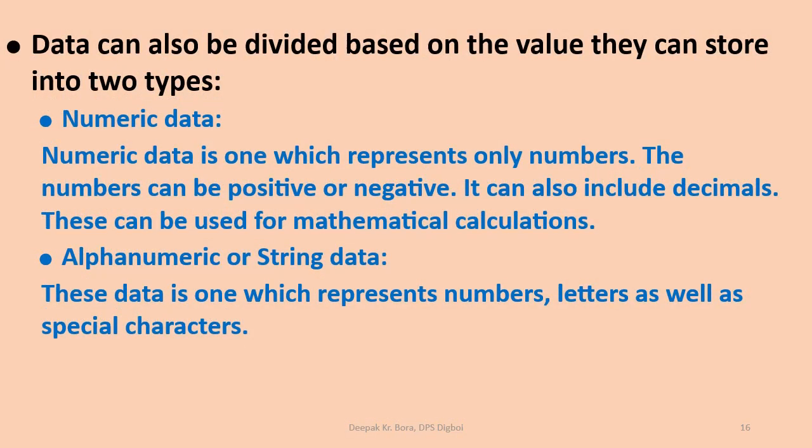Data can also be divided based on the values they can store into two types: numeric data and alphanumeric or string data. Numeric data is one which represents only numbers. The numbers can be positive or negative. It can also include decimals. These can be used for mathematical calculations. Alphanumeric or string data is one which represents numbers, letters, as well as special characters.